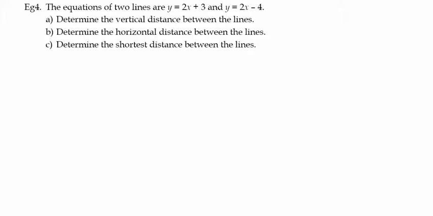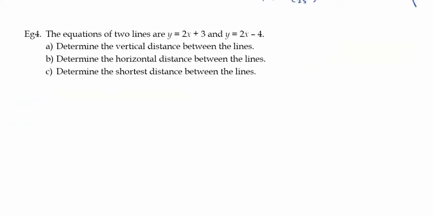So here I have two equations. Example number 4. These two lines give us the same slope. Both lines give us m equals 2. One of the lines has y-intercept at positive 3, and the other one has a y-intercept at negative 4. If it is possible, get a graph paper to do it. That will make it easier for you to see the problem.